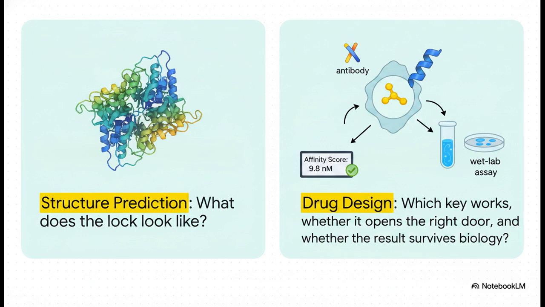But newer systems, things like ISO-DEE, they've got to answer way harder, prescriptive questions. They need to tell us which key fits, if it opens the right door, and whether it's actually going to survive inside a complex living cell. We're literally moving from snapping a picture of a lock to actively manufacturing the perfect key.